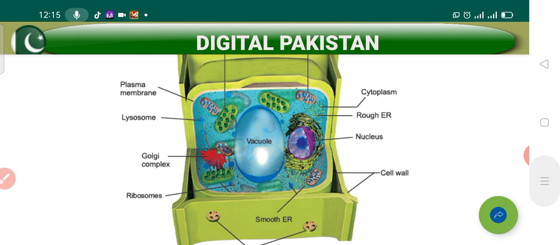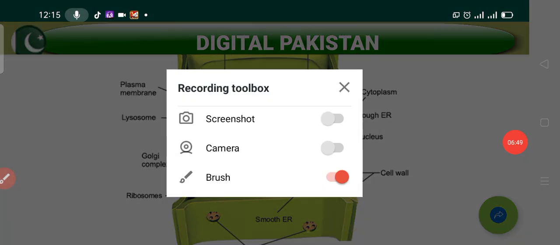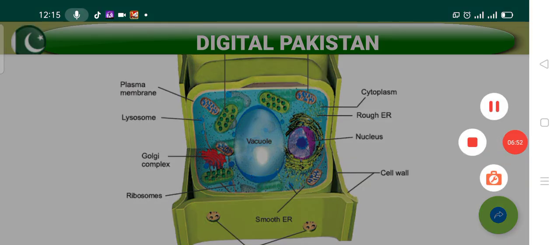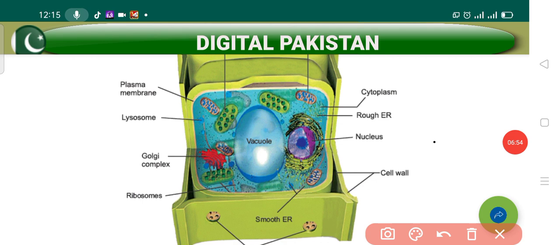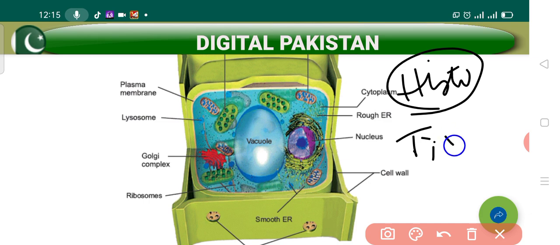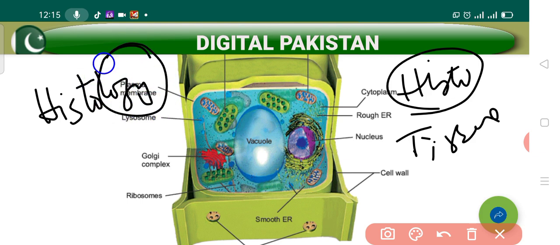Students, what is the meaning of histo? Let me tell you again. Histo means tissue. You know very well, logy means to study. So to study the tissue is known as histology. And how are you going to study the tissue? Obviously under the microscope. So the microscopic study of the tissue is known as histology.